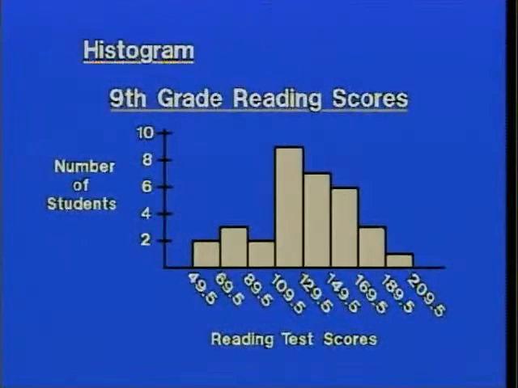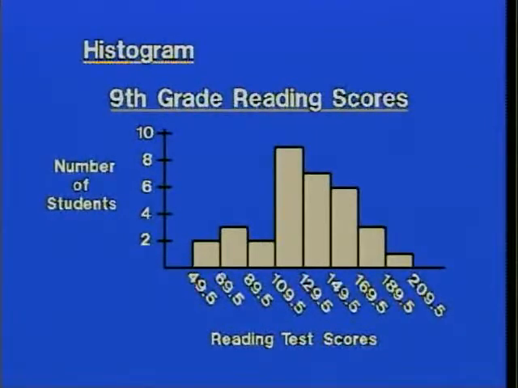Before going on, let's review just a little bit. We talked about a histogram. Here is the graph that we looked at on the board a little earlier, having to do with 9th grade reading scores. Notice the left side axis, number of students, and that's just frequency, and on the bottom axis was the reading test scores. And we talked all about how to structure this histogram.